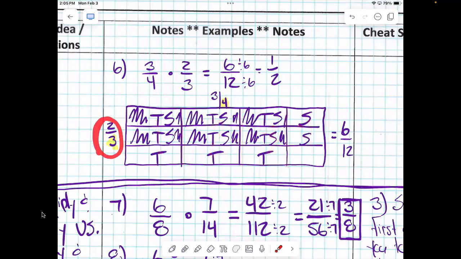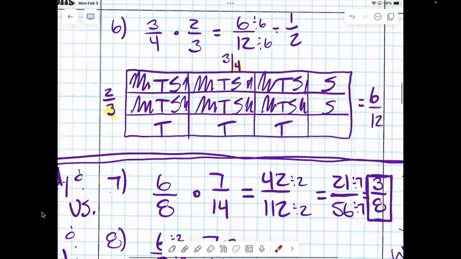I need to split my candy bar into what with this fraction? Say again? Guys, I need everybody here. I need to split my, no, not 2/3. I need to split my candy bar into what? Thirds. So I'm going to go across, and I'm going to show 1, 2, and 3, yes? Okay. Now I have how many total pieces? 12. 1, 2, 3, 4, 5, 6, 7, 8, 9, 10, 11, 12.